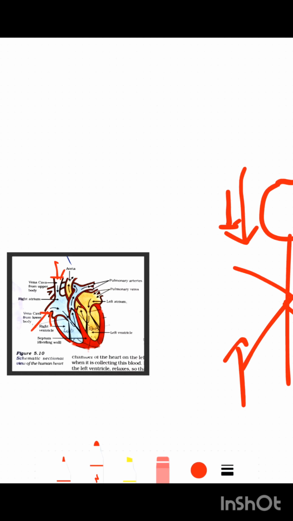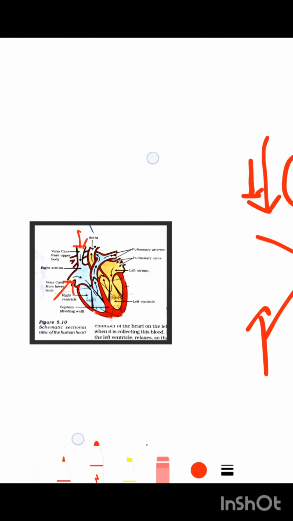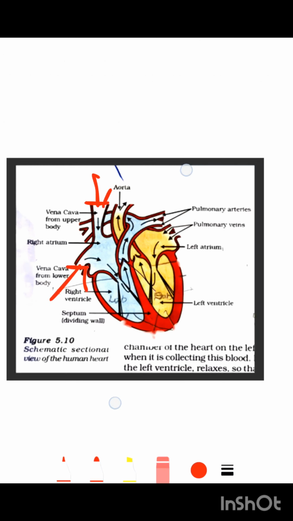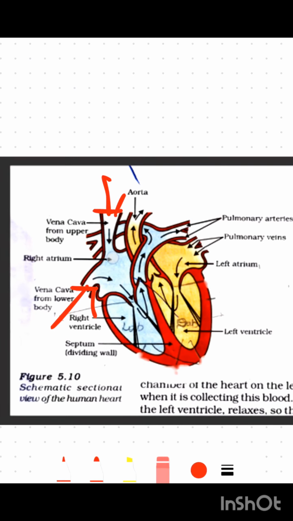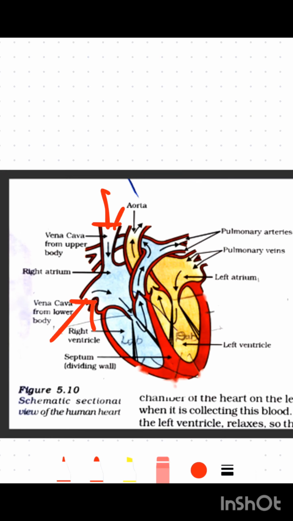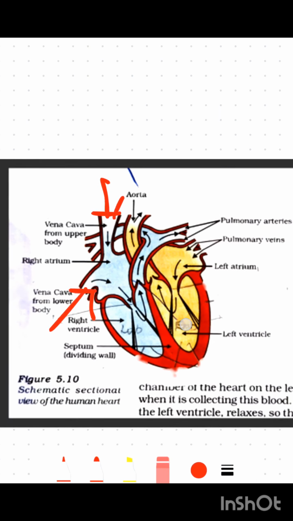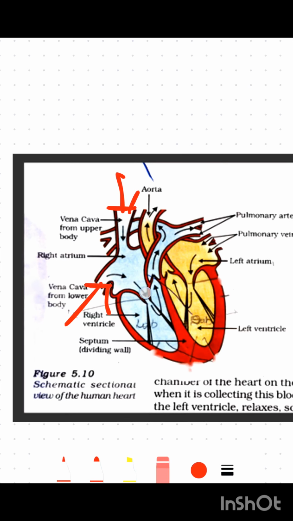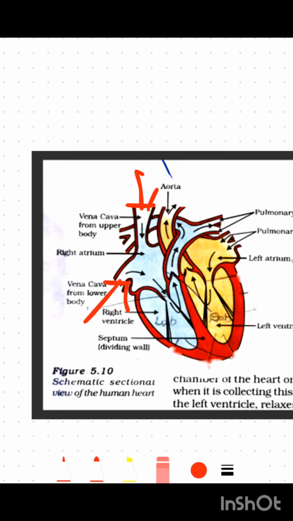After entering the vena cavas, the blood reaches the right atrium. Remember, this is your right atrium, this is your right ventricle, this is the left atrium, this is the left ventricle. The upper part is the atrium, don't get confused, don't write ventricle here.